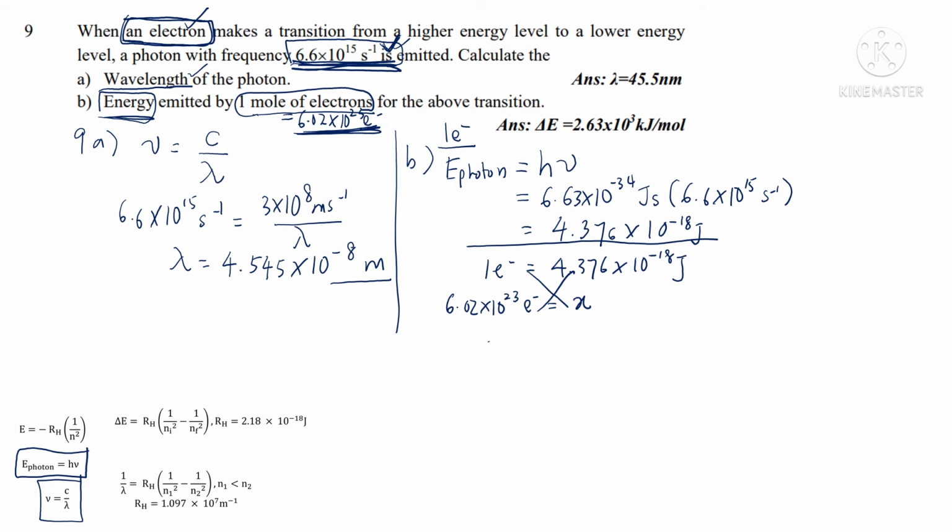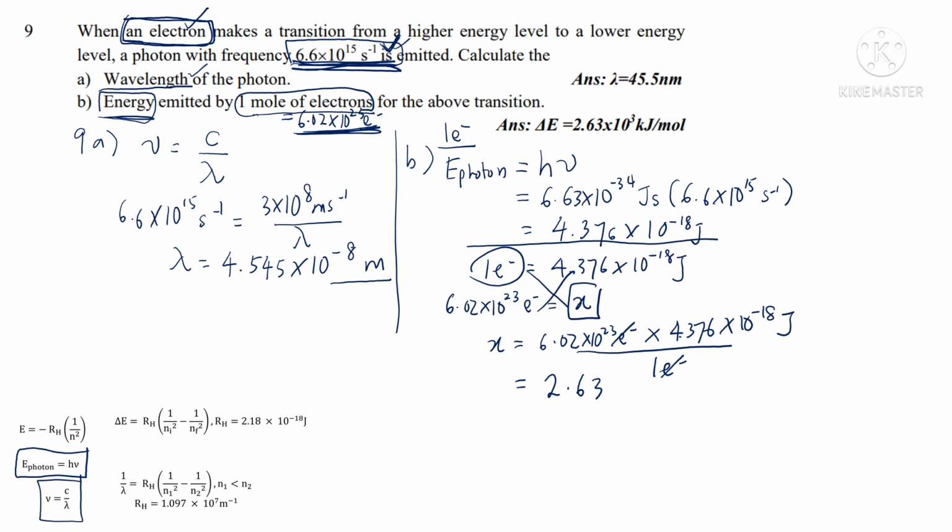So how do we find X? Basically we can do cross multiplying. 6.02 times 10 to the power of 23 electron multiplied by 4.376 times 10 to the power of negative 18 joule. We want to find X, so we need to divide by 1 electron. Electron we can cancel out to give us the energy of photon emitted corresponding to 1 mole of electron as 2.634 times 10 to the power of 6 joule.